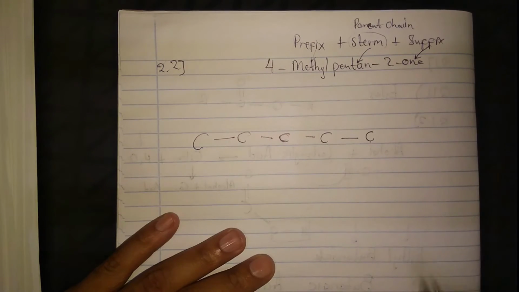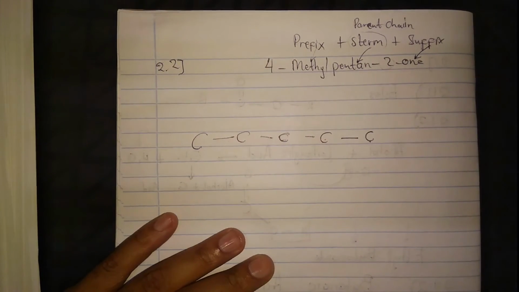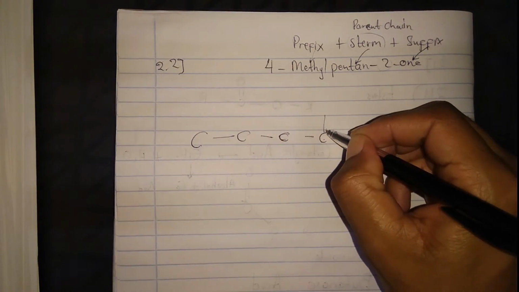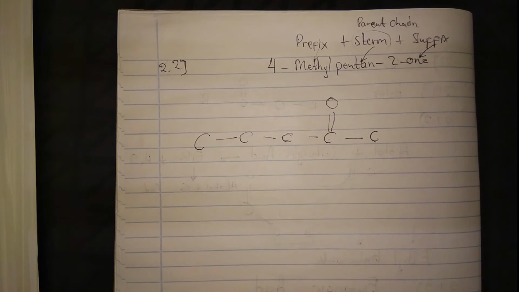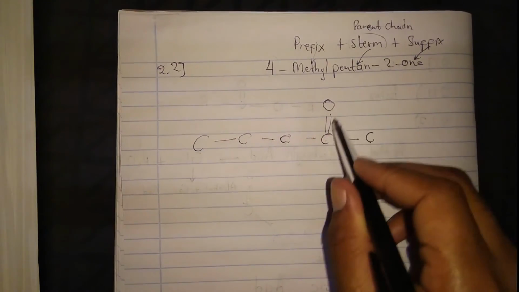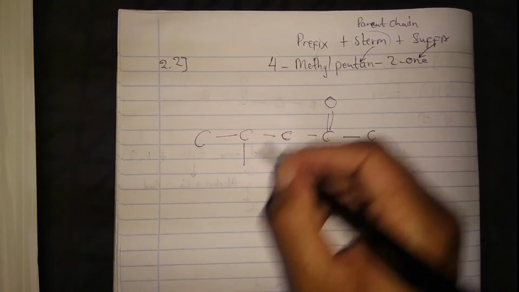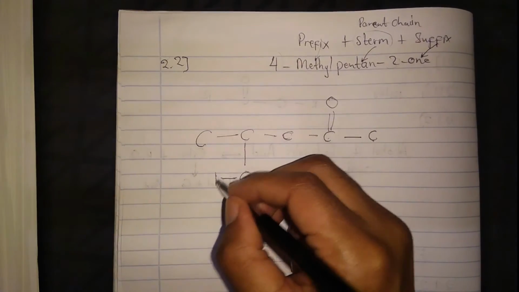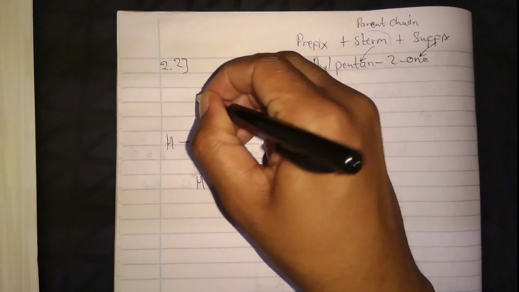So now 5 carbon atoms, and then on the second carbon atom we have a ketone, the functional group, a ketone. So the carbon atom is bonded to an oxygen, right? And then on the fourth carbon atom we have a methyl group, an alkyl group. So therefore in our structure we only add the hydrogens.